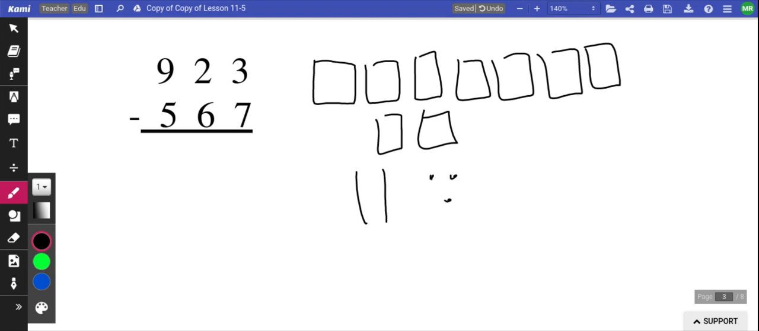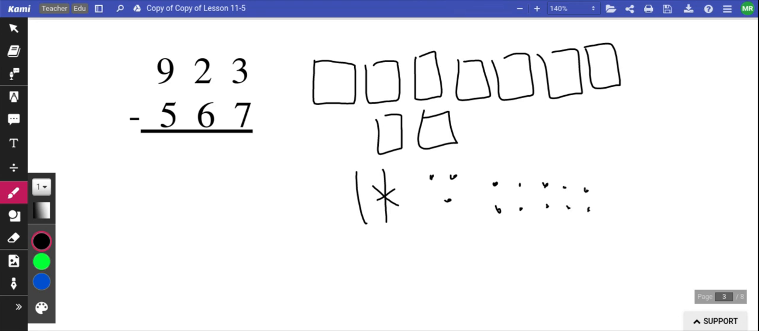Okay. So first, I go to the ones column, and it's 3 take away 7. And I can't take away 7 from 3. I only have three ones, and it wants to take away 7 ones. So I go to the very generous neighbor, Mr. Tens. He gives me one of his tens, and he breaks himself up into 10 little ones. 1, 2, 3, 4, 5, 6, 7, 8, 9, 10.